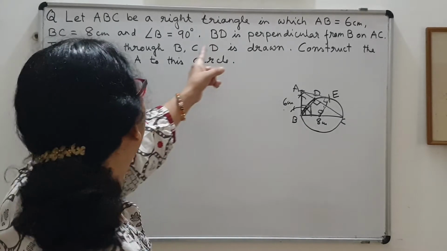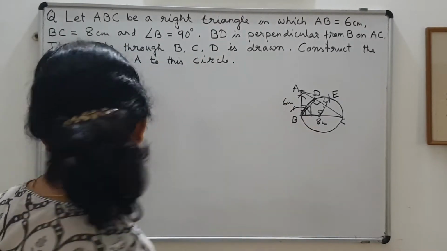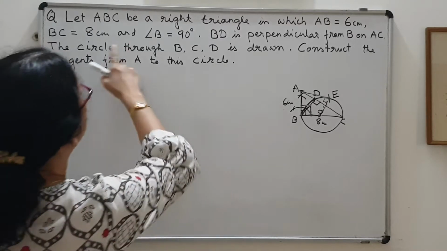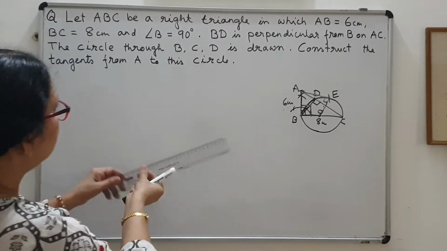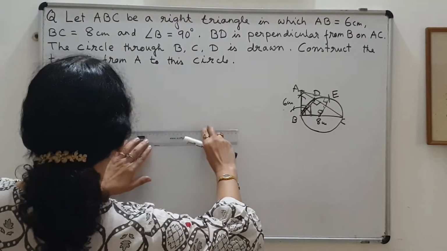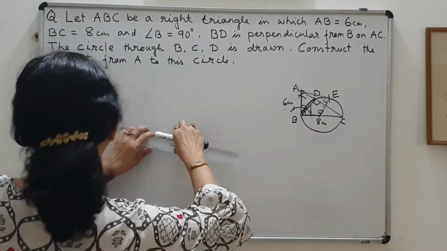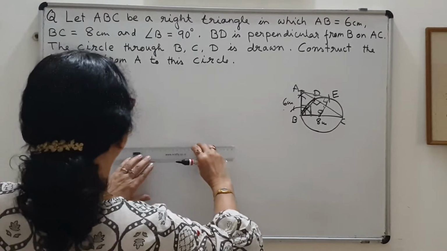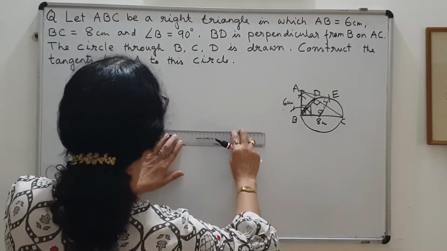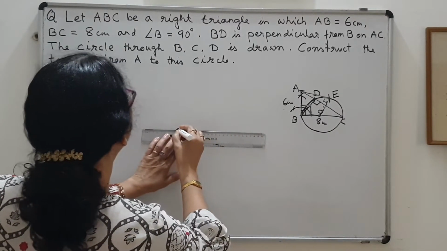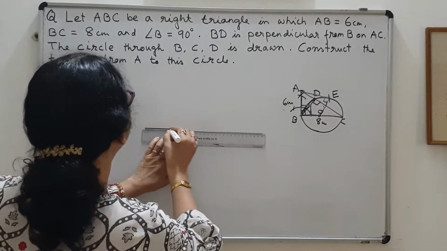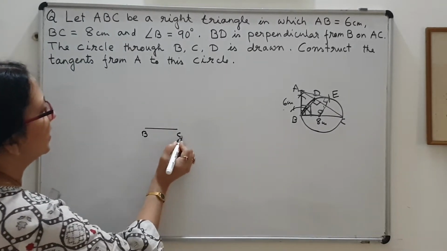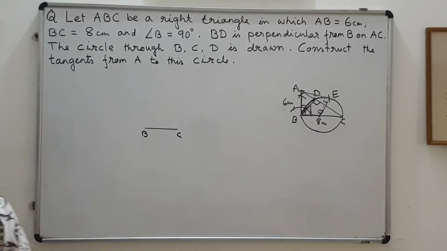So first, I'll be constructing this triangle. First I take BC to be 8 centimeter. With the help of a scale, I cut out BC, 8 centimeter. So this is your BC, 8 centimeter. Now here I will construct 90 degrees.